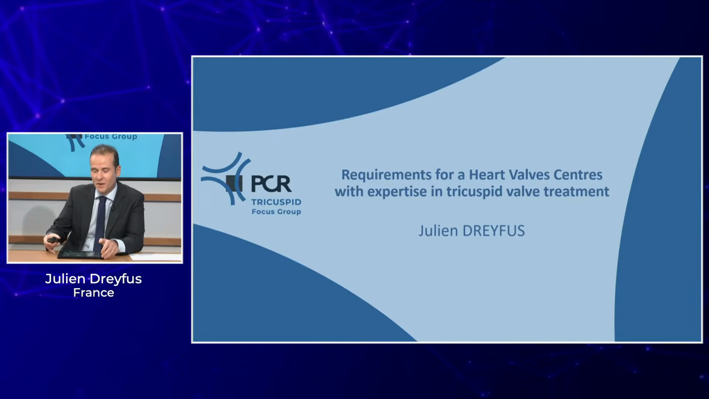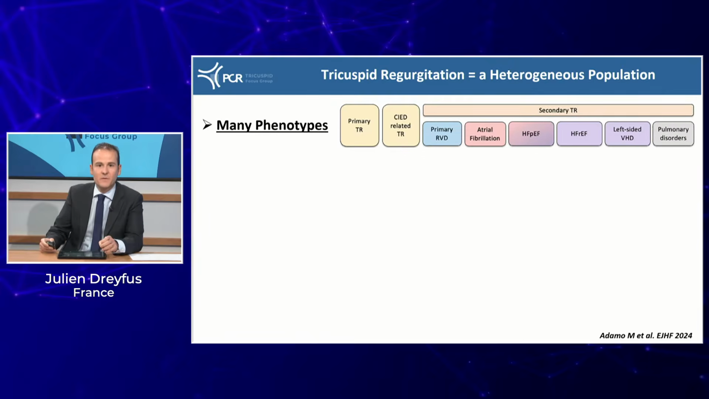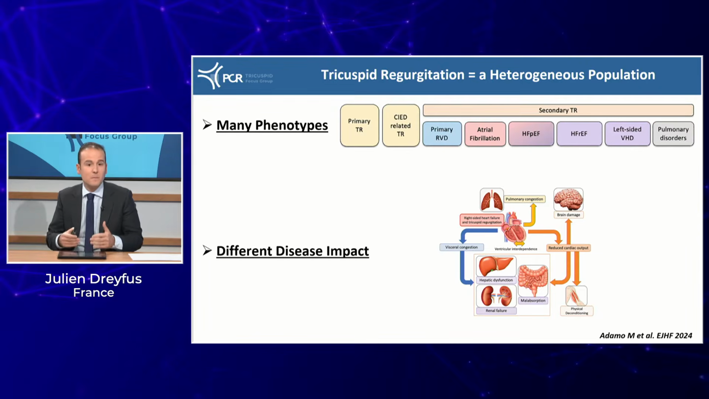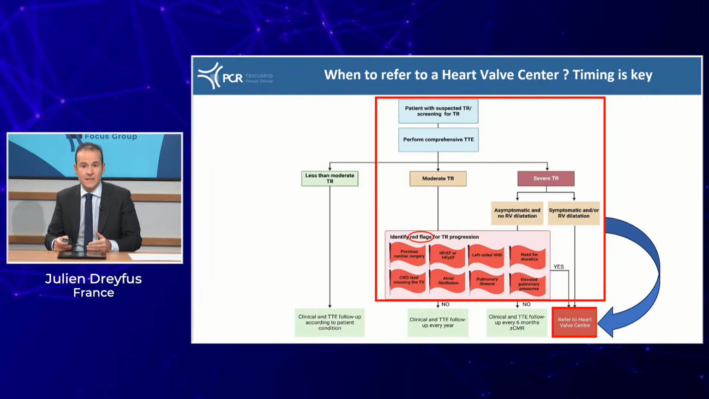Thank you, Francesco. So I will describe the requirements for heart valve centers with expertise in tricuspid valve treatment. First, we have to remind that patients with tricuspid regurgitation represent a very heterogeneous population with many phenotypes, and Marta described primary, secondary, or lead-induced. So very different phenotypes first, and also a different impact of the disease on the right ventricle and on other organs such as liver or kidneys.